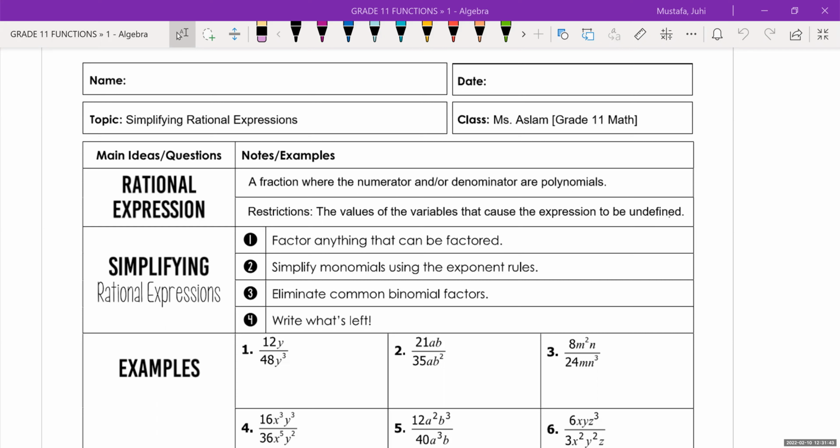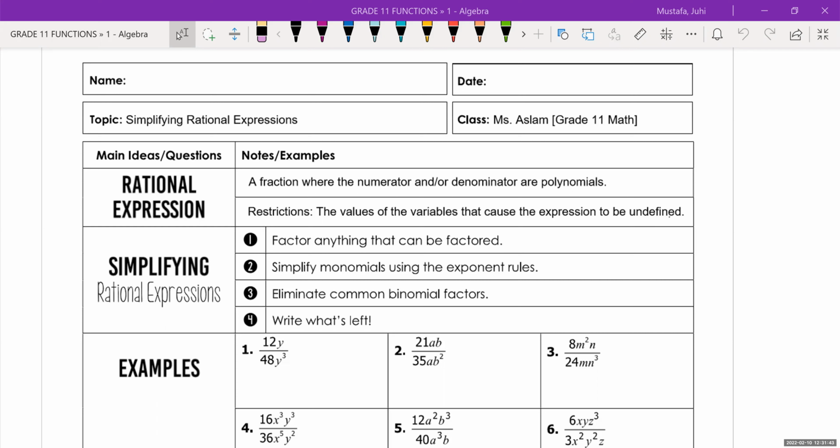Okay, so like I said, we're finally ready to begin our very first lesson of the grade 11 curriculum. And we're going to be talking about something called rational expressions. Now, you've heard both of those words before. The word rational describes a fraction. So whenever you have a numerator and a denominator, that is a rational.